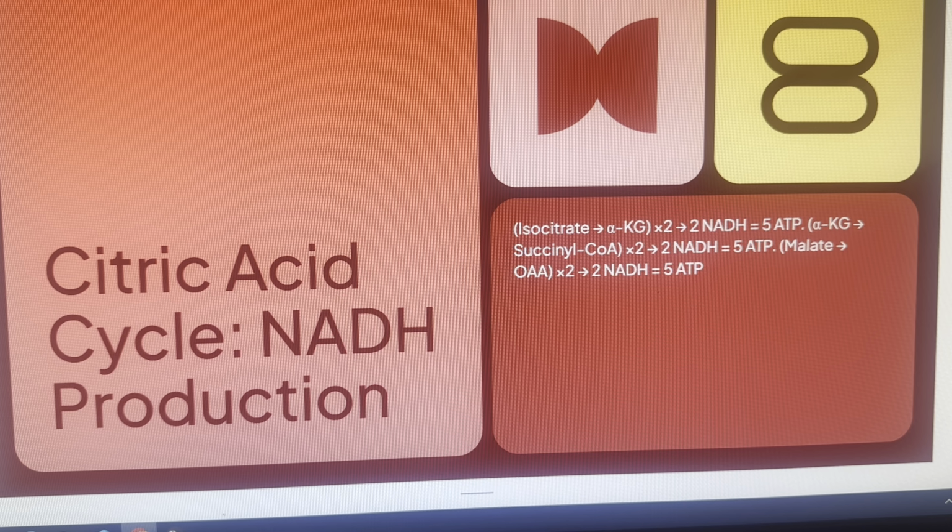In the citric acid cycle, also called the Krebs cycle, each acetyl-CoA generates 3 NADH. First, isocitrate dehydrogenase converts isocitrate to alpha-ketoglutarate, producing NADH. Next, alpha-ketoglutarate dehydrogenase forms succinyl-CoA, producing another NADH. Finally, malate dehydrogenase converts malate to oxaloacetate, producing a third NADH, with two turns of the cycle per glucose. That's 6 NADH total, equal to 15 ATP.